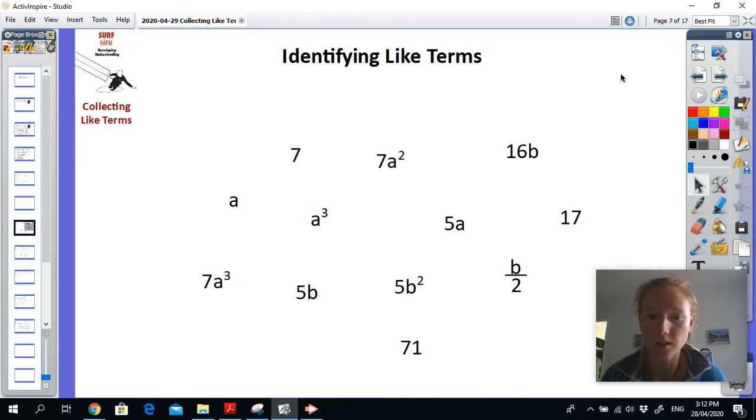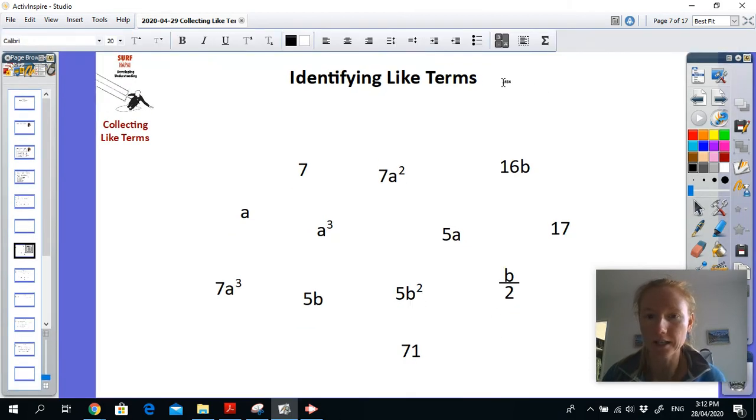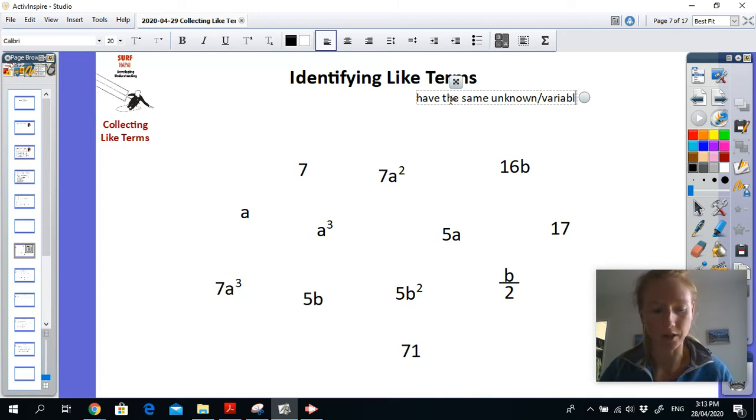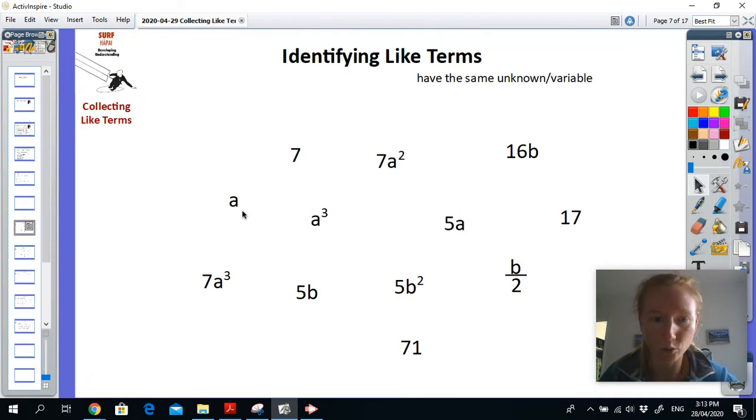So, like terms are anything that have the same unknown or the same variable. Okay, spell that properly. The same variable. So if we first of all look at A, the variable that we don't know there is A. So this one here, 5A, also has the same thing that we don't know. A and 5A, they are what we call like terms.